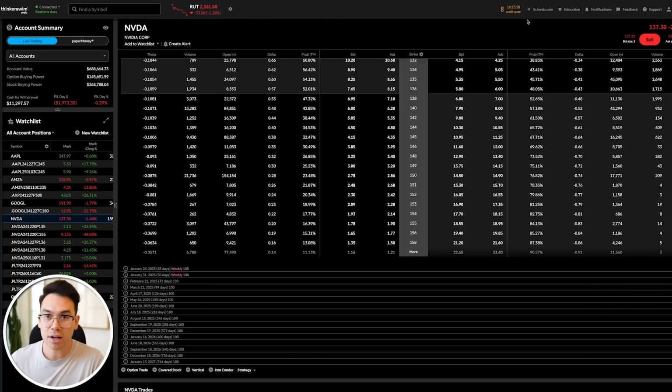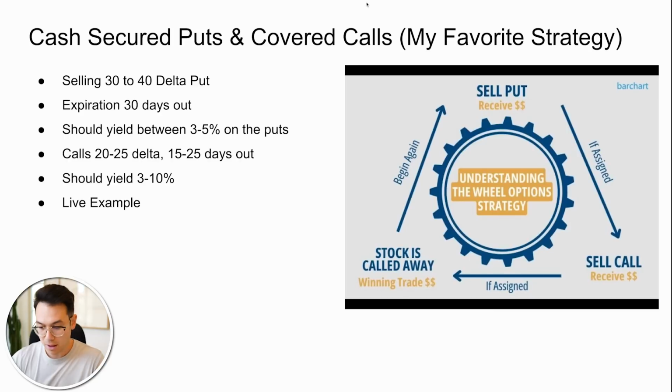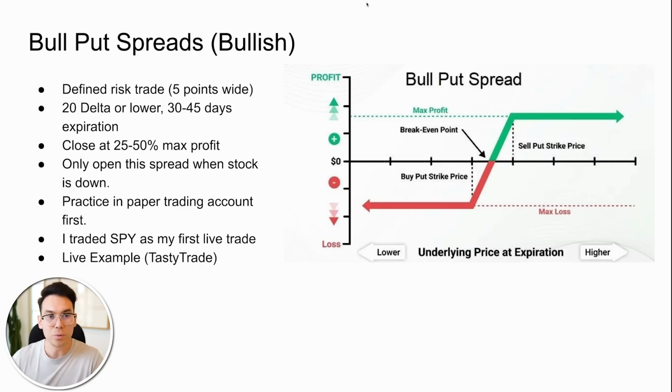Now, let's talk about small account strategies. How do we trade this with less than $10,000, okay? What we want to do is use a platform like Tasty Trade, which we'll go to, and how this is going to work is first we're going to talk about bull put spreads. This is a bullish trade.